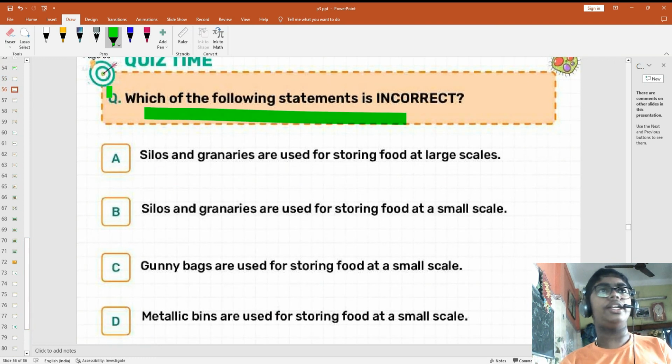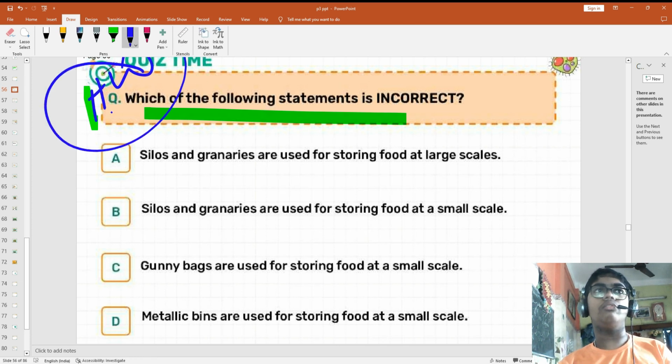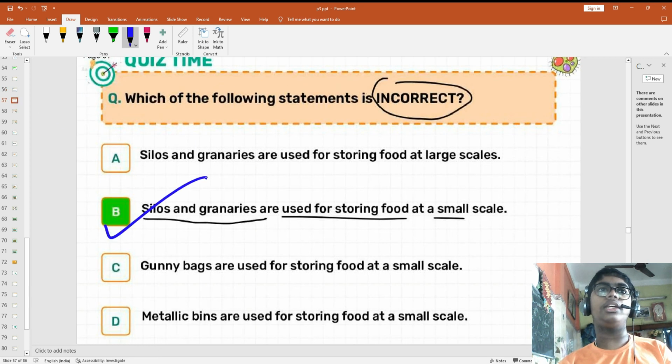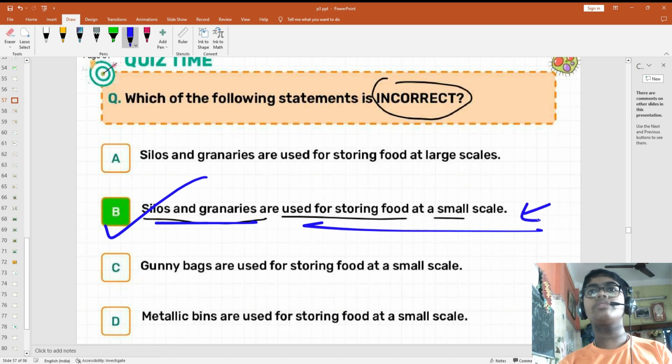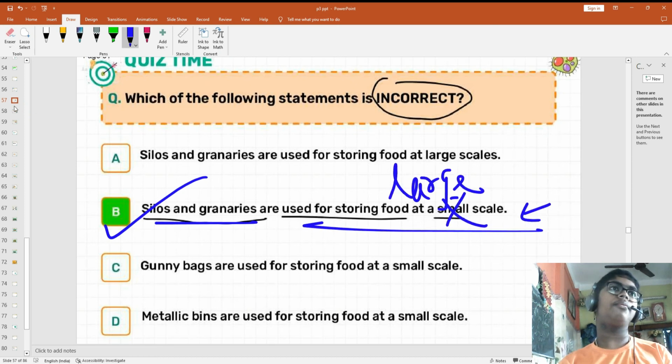Which is incorrect? This is your homework. I'm not given homework in this chapter, so in this session, this is your homework. Answer will be by the way B. So what is incorrect? Silos and granaries are used for small scale. ये होगा large scale. Okay.